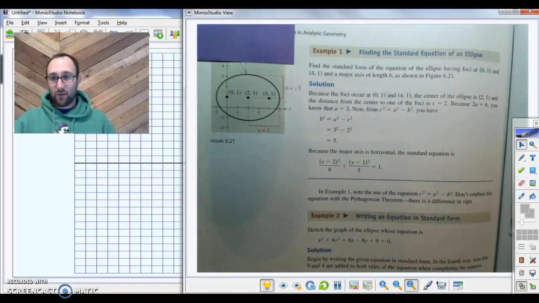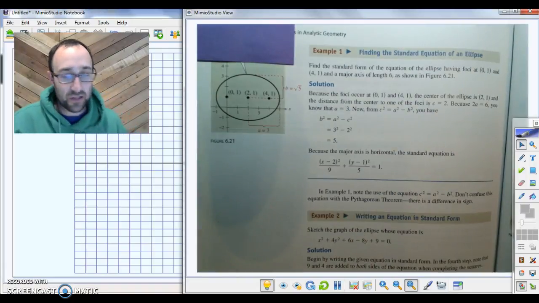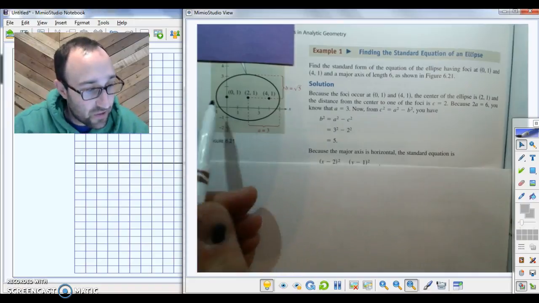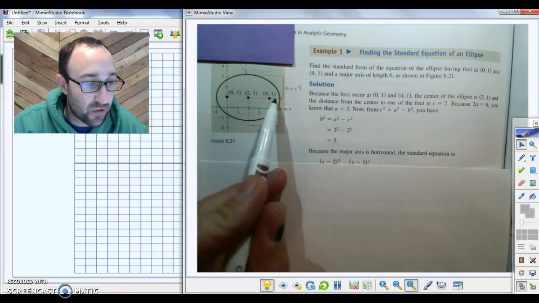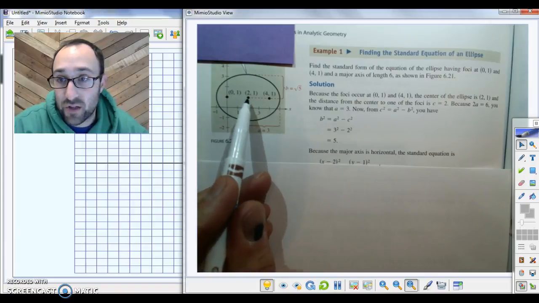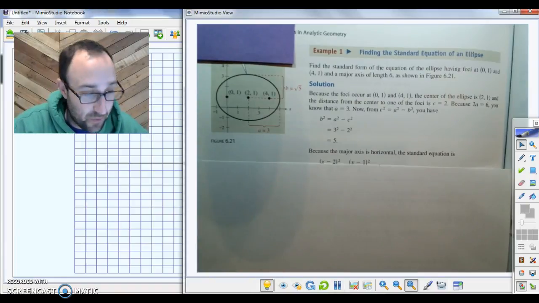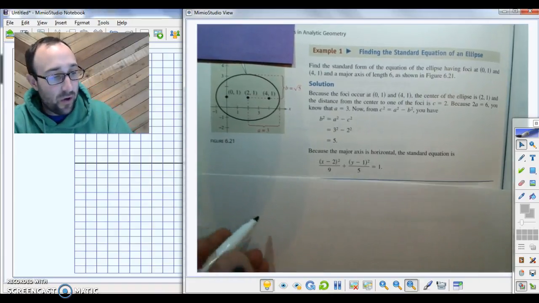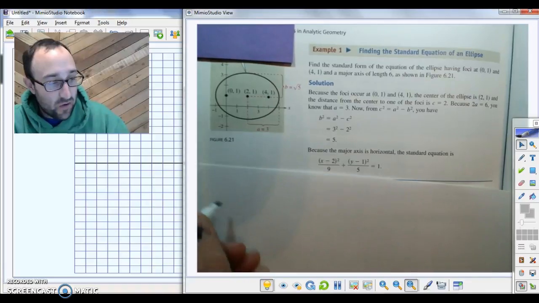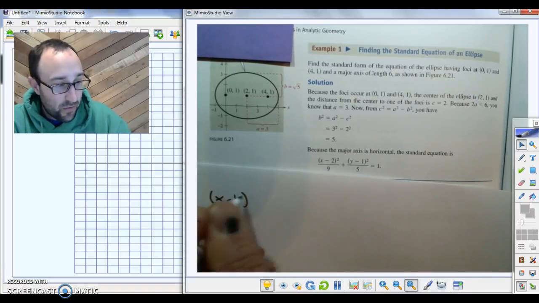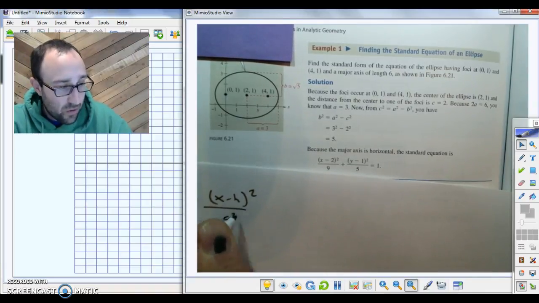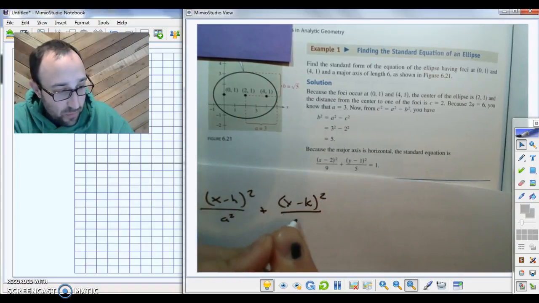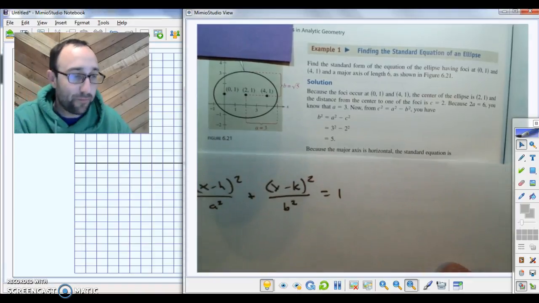The center of our ellipse is going to be halfway between the foci. If the first one's at (0, 1) and the second one's at (4, 1), that distance is 4, so halfway is 2. So our center point is (2, 1). Now I want the equation. I know it's going to be a horizontal axis, so it's going to be (x minus h) squared over a squared plus (y minus k) squared over b squared equals 1, right?